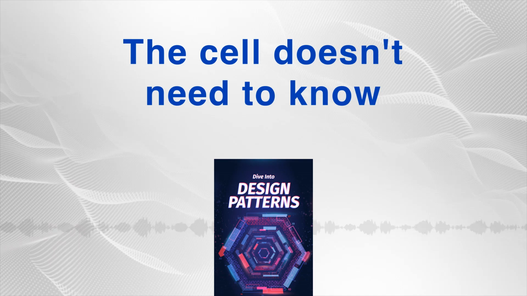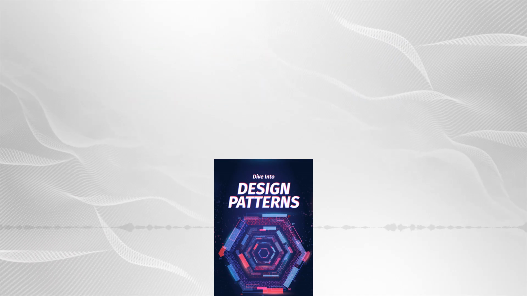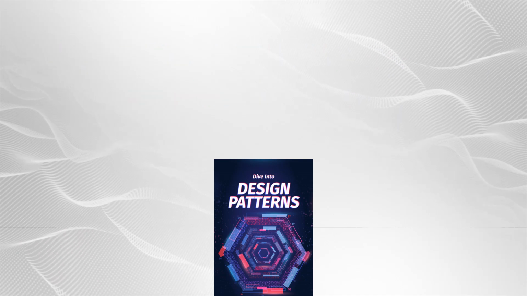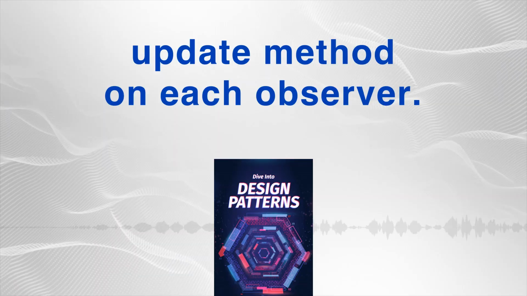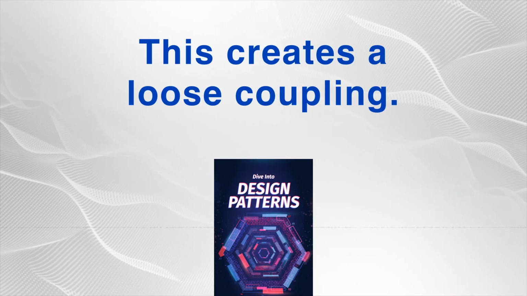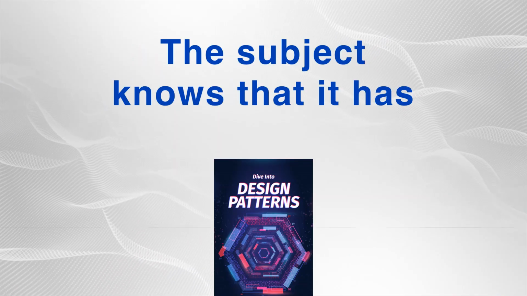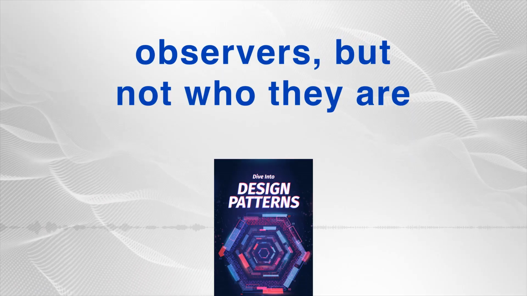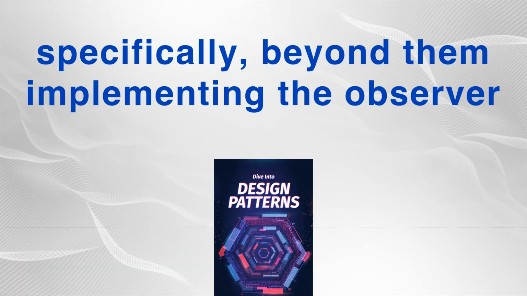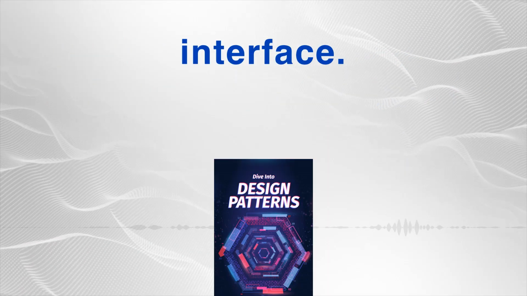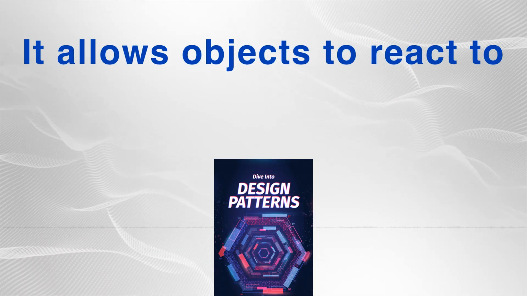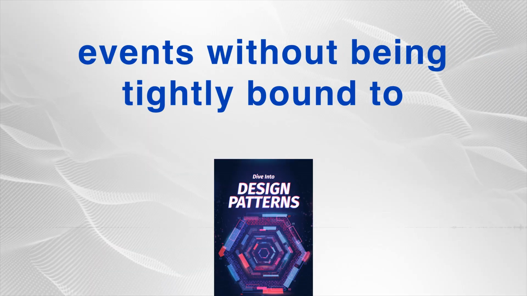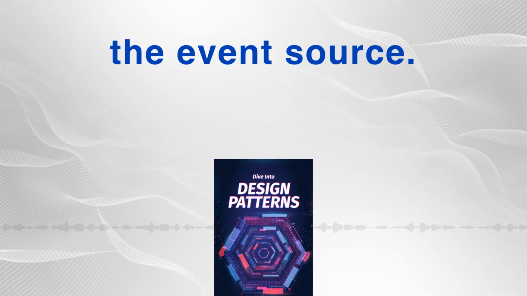Exactly. The cell doesn't need to know the specifics of the charts or formulas. It just maintains a list of observers. When its value changes, it loops through its list and calls an update method on each observer. This creates a loose coupling. The subject knows that it has observers, but not who they are specifically, beyond them implementing the observer interface. Used a lot in event handling systems. Very common there, yes. It allows objects to react to events without being tightly bound to the event source.